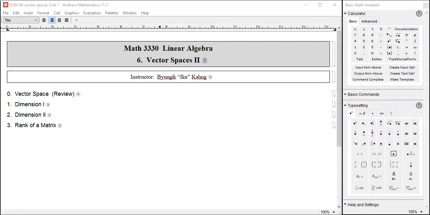Hello students, let us begin Module 6. This corresponds to the latter half of Chapter 3 of our textbook.